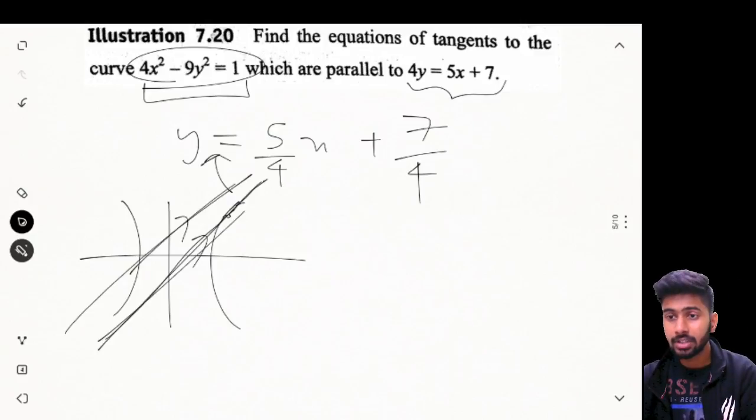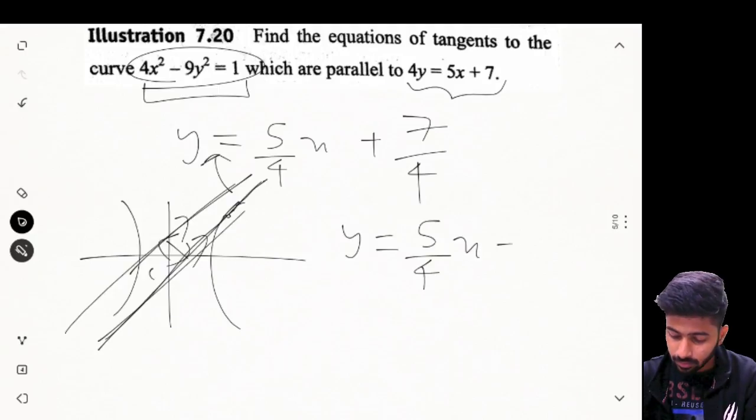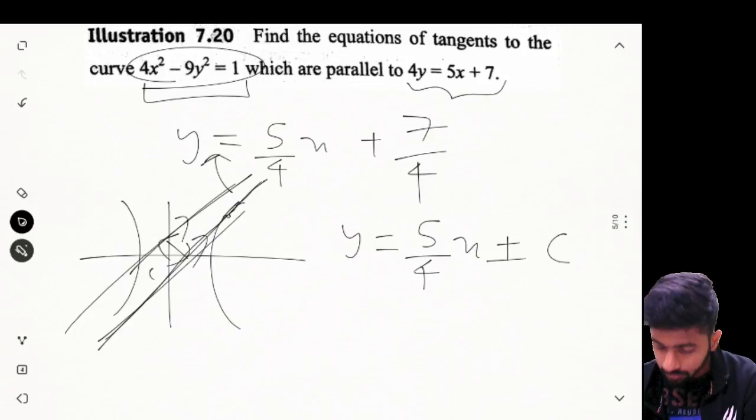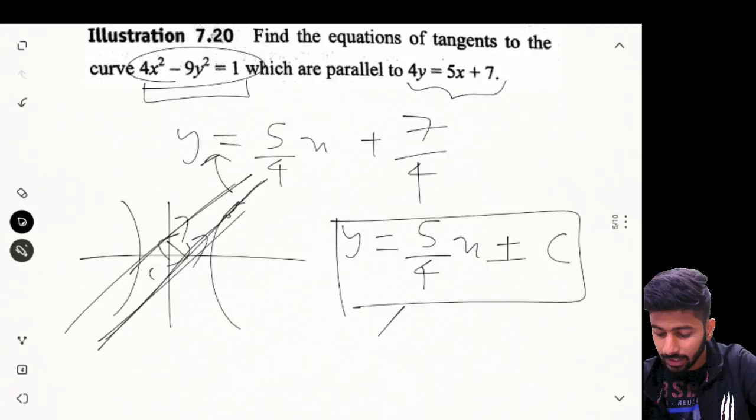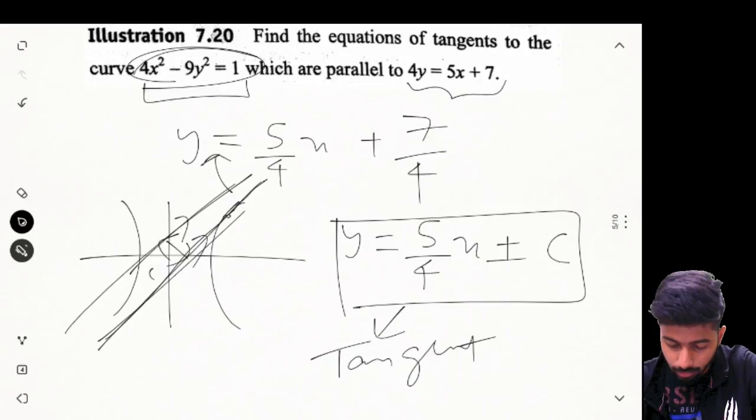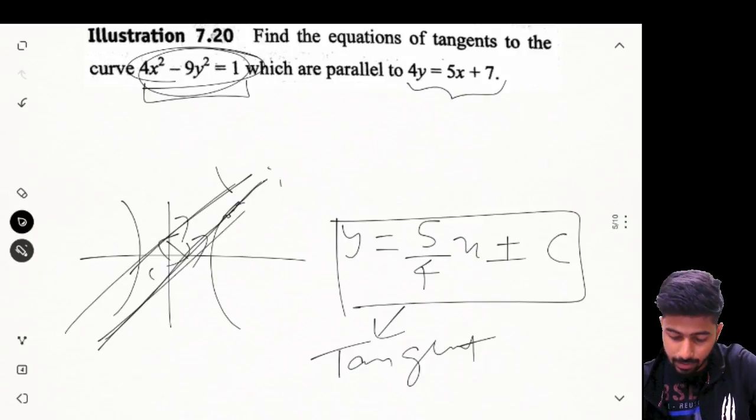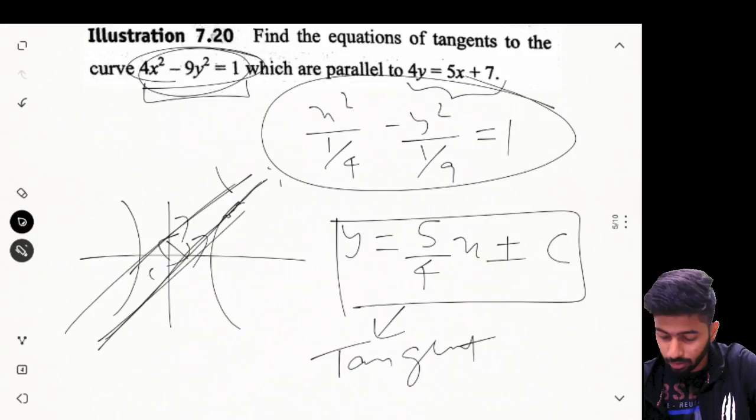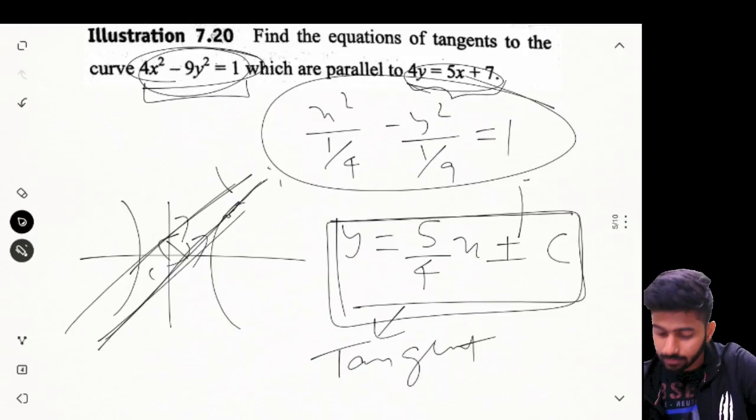Because these two straight lines have the same slope and differ only by a constant, we'll let the equation y is equal to mx plus c be a tangent to your given hyperbola, right? In fact, I need to rewrite the hyperbola as well. So you have x square divided by 1 by 4 minus y square divided by 1 by 9 is equal to 1. This is your hyperbola. Let this straight line, which is obviously parallel to this, be a tangent to this.